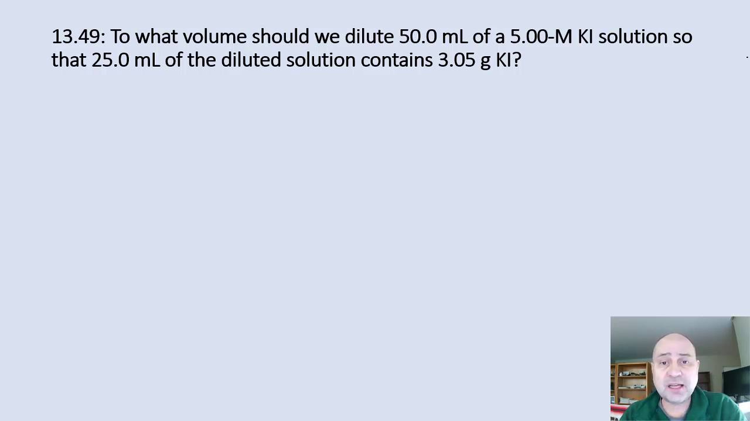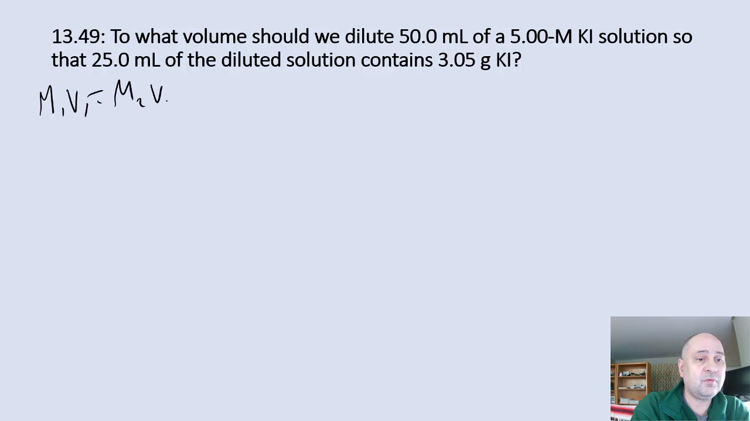To what volume should we dilute 50 milliliters of a 5.00 molar potassium iodide solution so that 25 milliliters of the diluted solution contain 3.05 grams of potassium iodide? So you want to be careful here. It's not a straightforward dilution, but you are going to use the M1V1 equals M2V2 equation, which you don't have to, because if you're calculating a molarity or a volume, you just need to know the number of moles and the volume. But this one comes in very handy in this particular case.